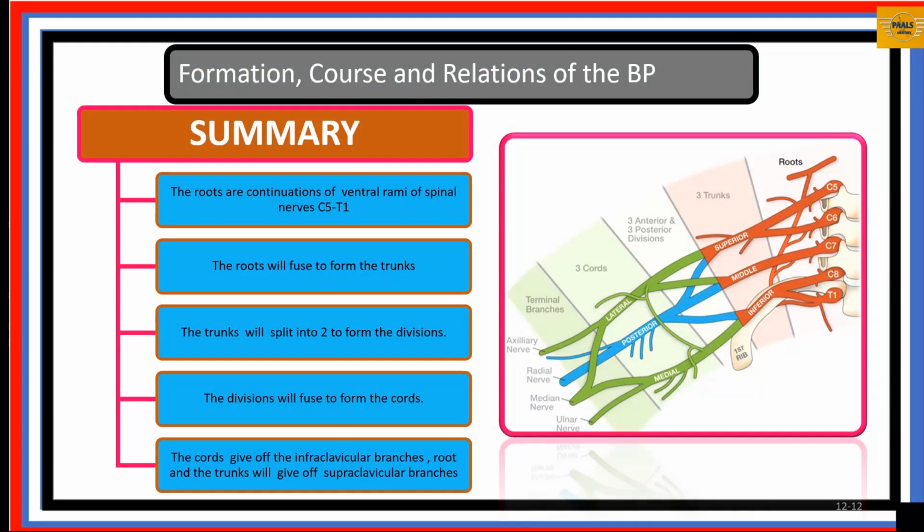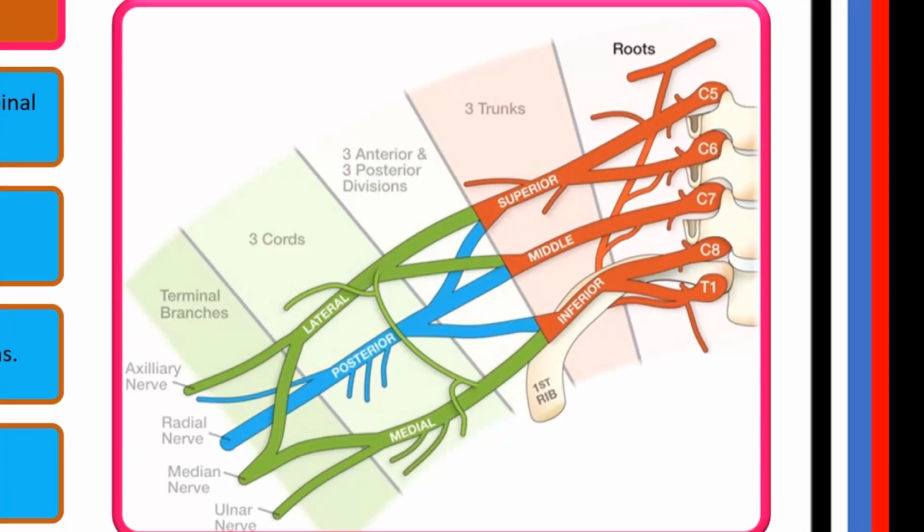We'll now start looking at how this brachial plexus is formed. We'll also consider the cause and then the relations. First, we'll take a summary. So we'll look at the roots. Here are the roots. Now the roots here are C5 down to T1. So these roots will continue as the ventral rami of spinal nerves. So these are spinal nerves C5 to T1. In the next slide, I will give you details of how they came to be. But for now, let's call them the continuations of the ventral rami of spinal nerves C5 to T1.